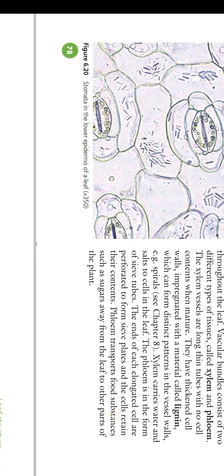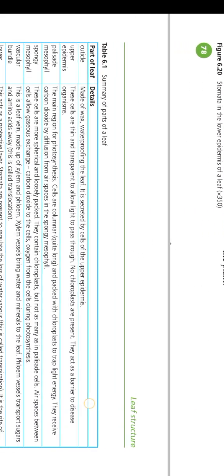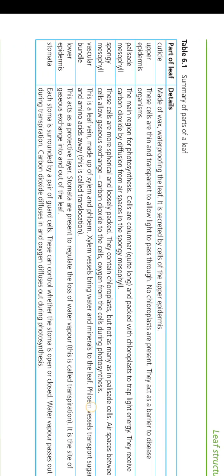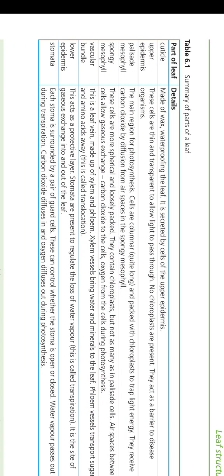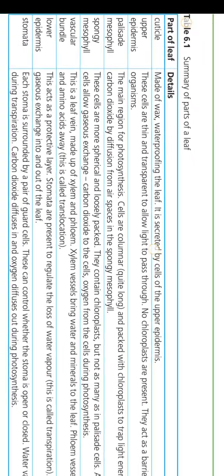Phloem transport food substances such as sugars away from the leaf to the other parts of the plant where these can be used. So this is actually the summary of the parts of the leaf in detail. Cuticle: made of wax, waterproofing of the leaf, it is secreted by cells of the upper epidermis.